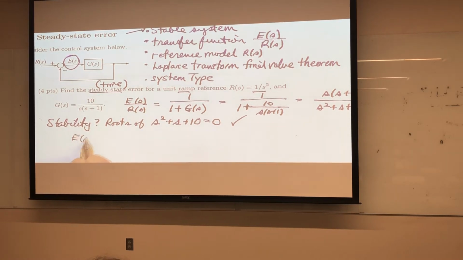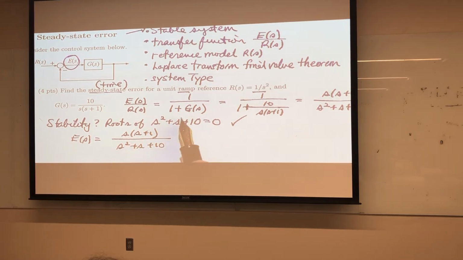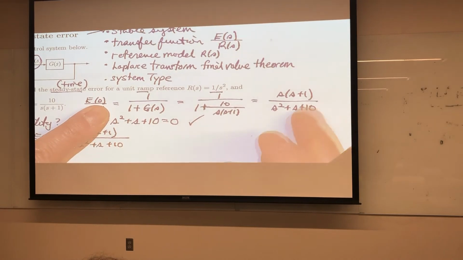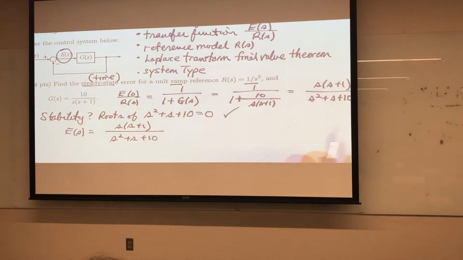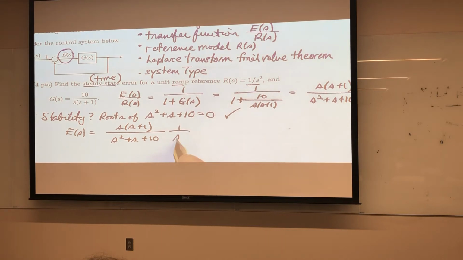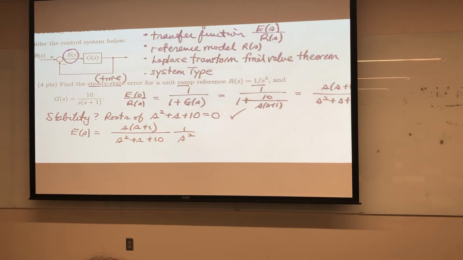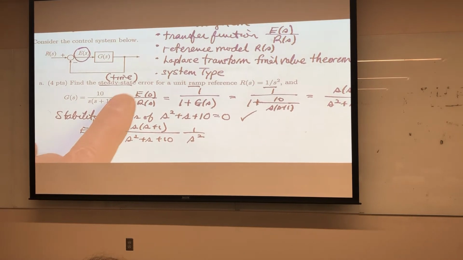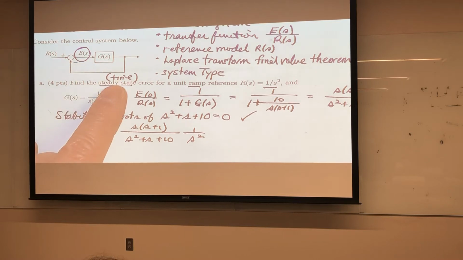So E of s now is going to be this expression that we calculated, s times s plus 1 over s squared plus s plus 10, and then we multiply both sides by R of s, and that cancels our R of s over here, and then we need to put R of s on this side, and so we have R of s is 1 over s squared. So this is the expression for E in the Laplace domain. But our question is, what is the value of this error in the time domain, steady state?